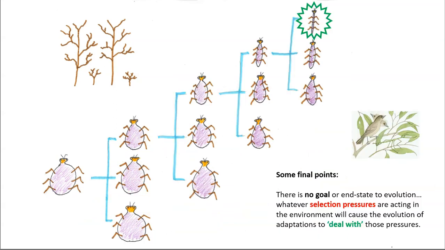Now, some final points. There is no goal or end state to evolution. Whatever selection pressures are acting in the environment will cause the evolution of adaptations to deal with those pressures. So it's not like, in the grand scheme of things, the bugs were destined to evolve this stick-like shape. That's what happened in an environment of sticks with predators in the environment. That's what happened in this particular situation.